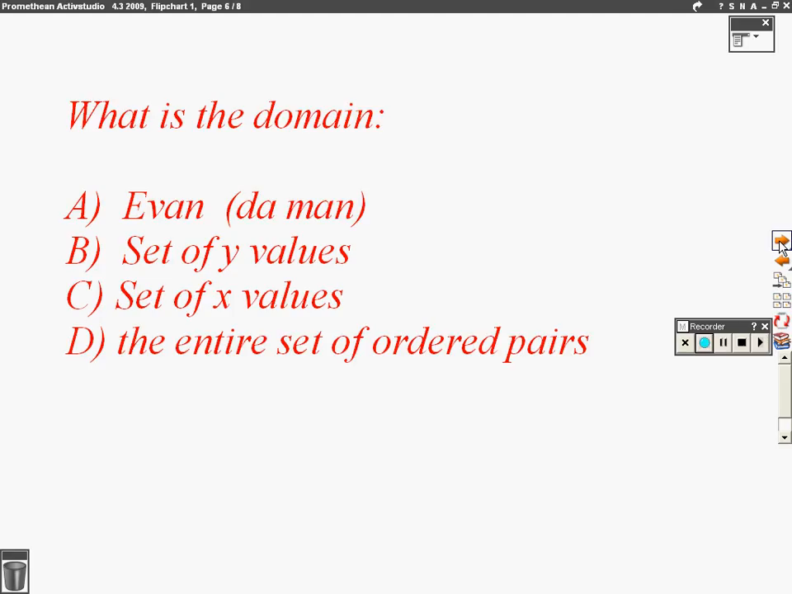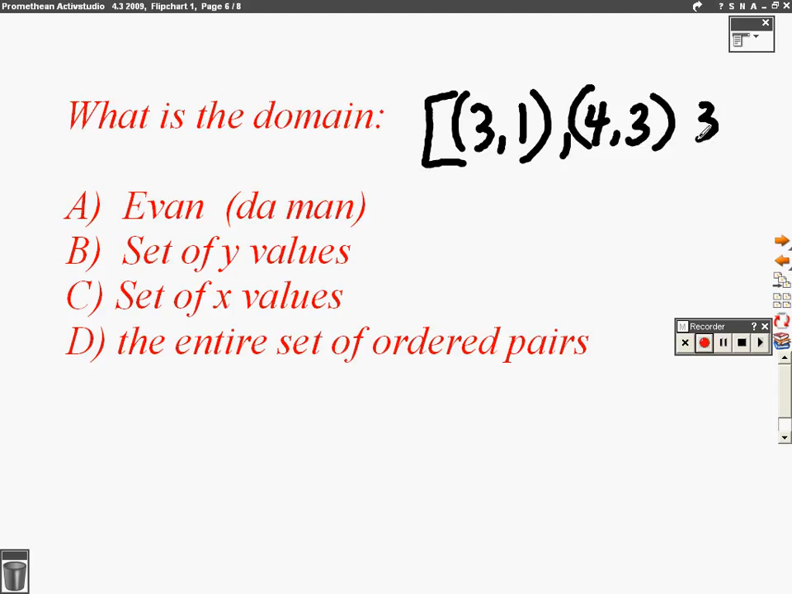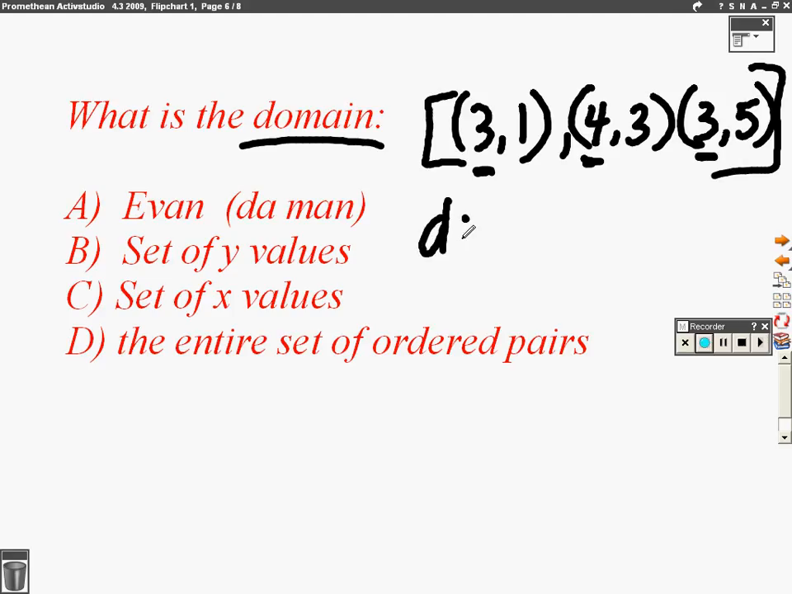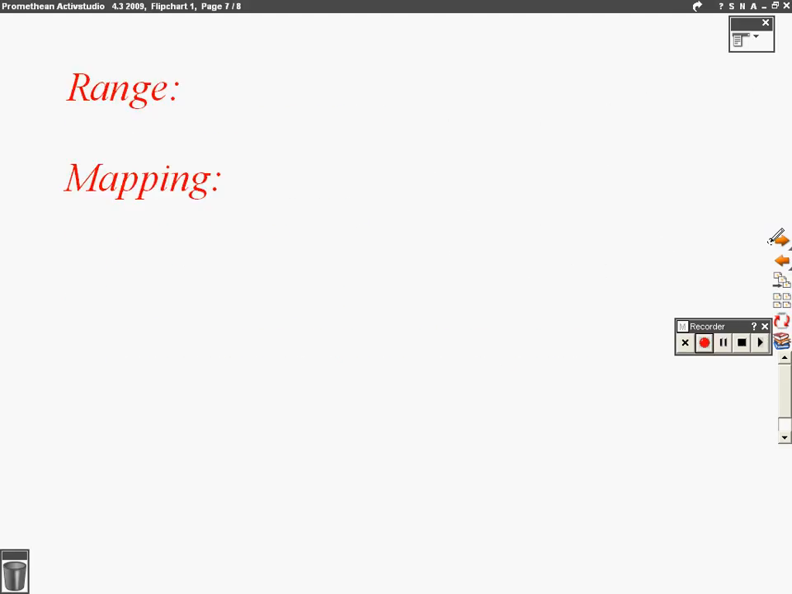Okay. Next, domain. Domain is literally the set of x values. So, if the set of ordered pairs is (3, 1), (4, 3), and (3, 5), the domain would be just the x values, and we only have to list them once. So the domain would equal 3 and 4. Notice that we always write them in order from least to greatest.